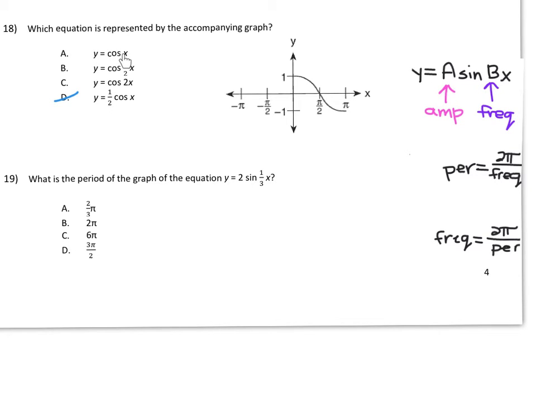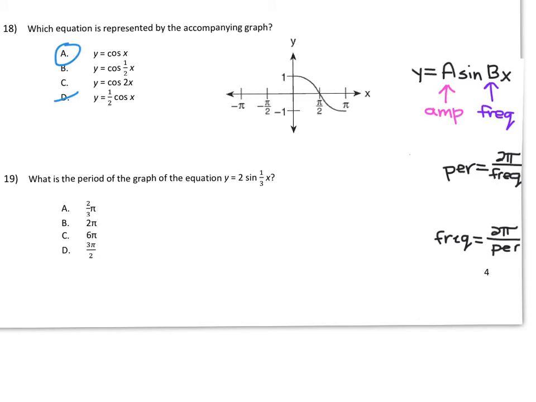Is the frequency 1, 1/2, or 2? So the frequency is the number of curves that fits between 0 and 2 pi. Between 0 and pi, we could see we have the first half of a cosine curve. But if this continued on to 2 pi, we would have the second half of that. So really, between 0 and 2 pi, we're fitting one complete cosine curve. So the frequency is 1. So that is letter A, because there's technically a 1 in front of that x.